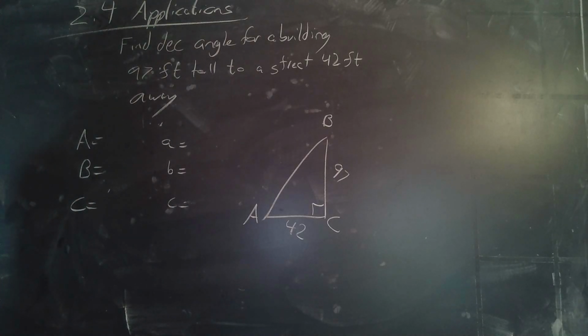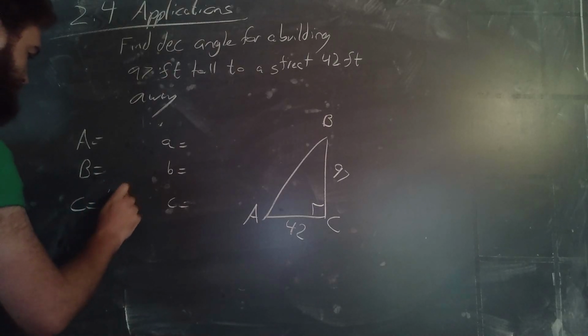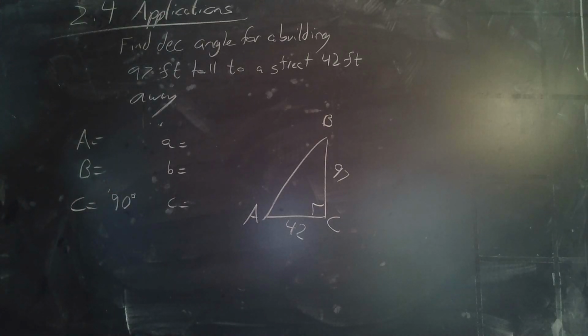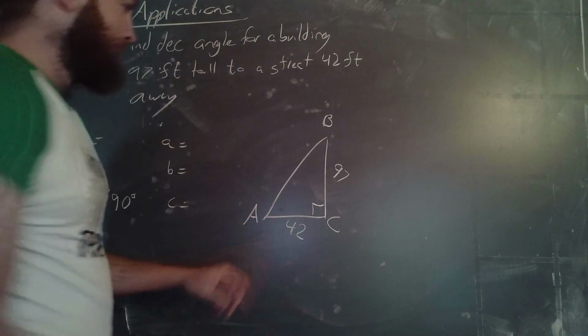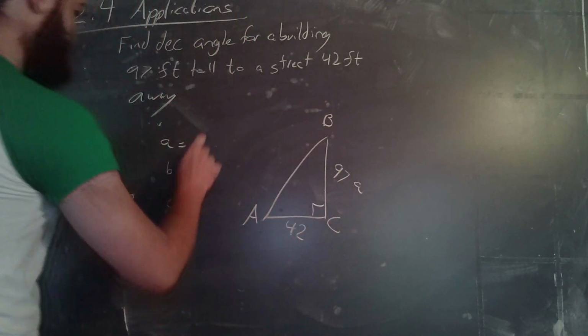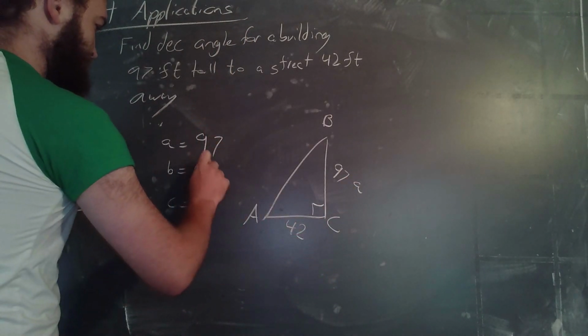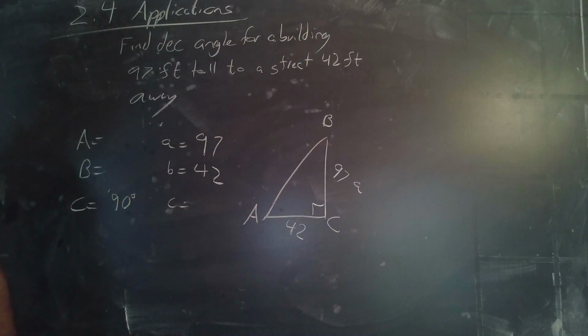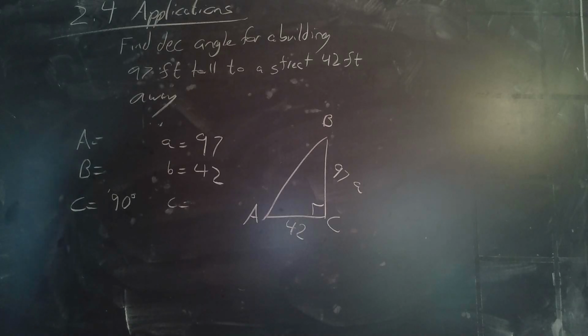Okay, so what do we know? Well, we know that capital C is 90 degrees because this is presumably a building which is flush with the ground. We know, based on our labeling scheme, that 97 is little a, and that makes little b 42. Now, we don't know C, but that is actually okay. Because remember, any right triangle can be solved with an application of Pythagoras, the application of a trig ratio, and then the sum of the internal angles theorem.